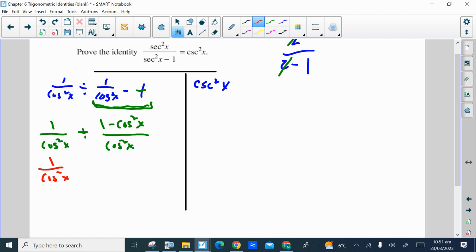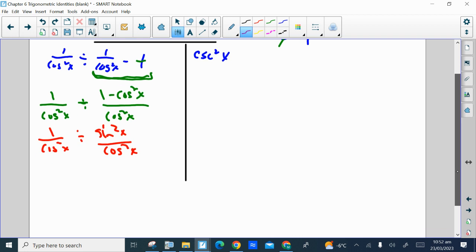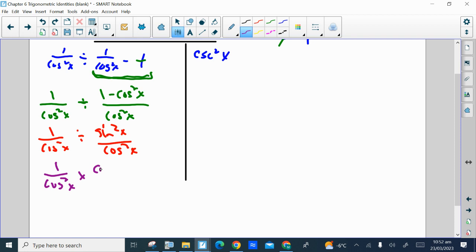What does 1 minus cos squared x equal? Well, that'll be sine squared x. That's from our Pythagorean identity. So 1 minus cos squared x is the same thing as sine squared x. And instead of dividing by a fraction, I will multiply by the reciprocal. So I'm going to multiply by cos squared x over sine squared x. The cos squared x's cancel, and you're left with 1 over sine squared x, which is cosecant squared x.